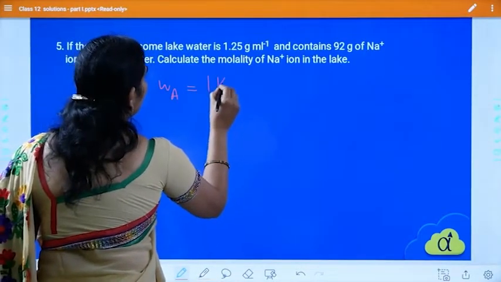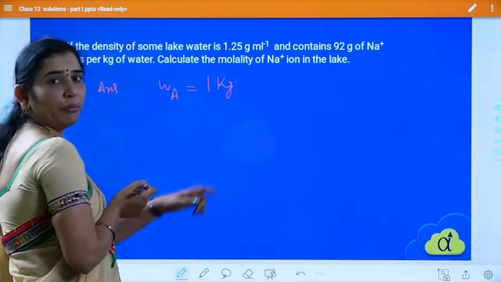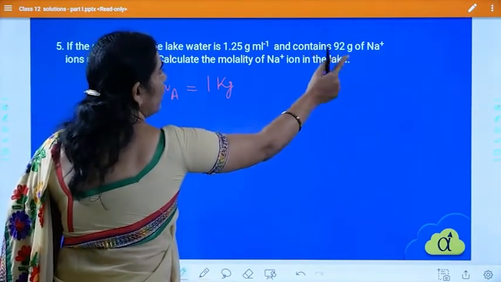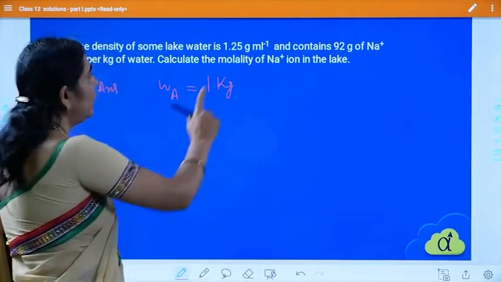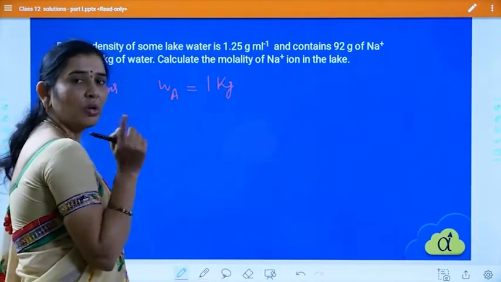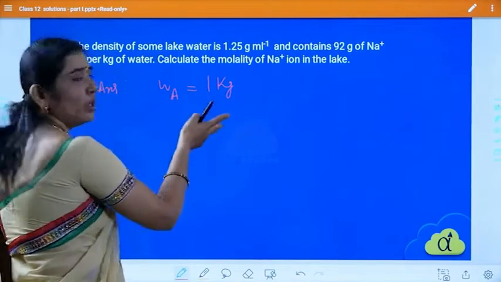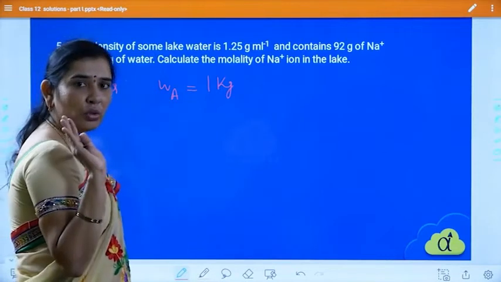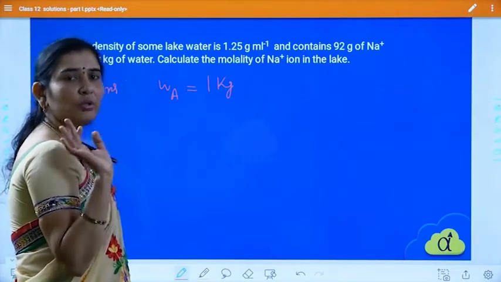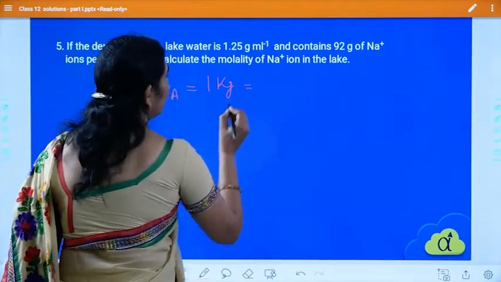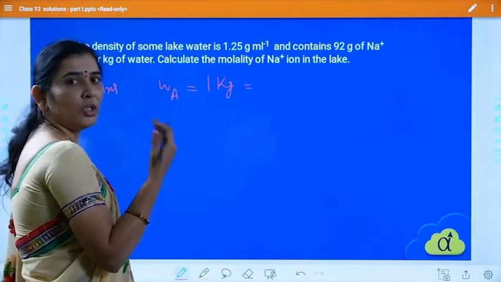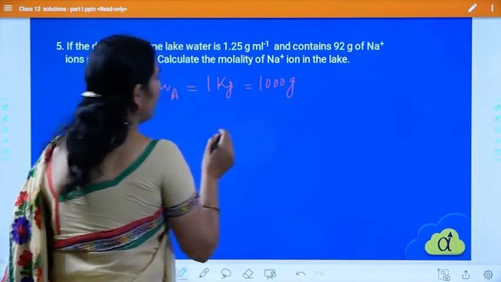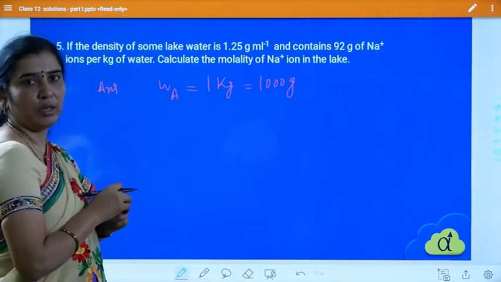The weight of the solvent is 1 kg. Now you can convert this, because look at the problem here: Na+ ion amount is given in grams and density is also given in grams. So you have to convert the weight of the solvent into grams. Here it is given in kg. Carefully, students, you have to do the conversions. Convert kg to grams: 1 kg is equal to 1000 grams.